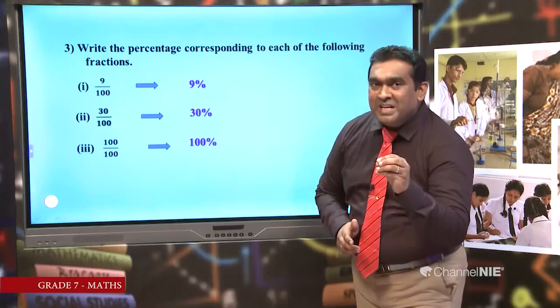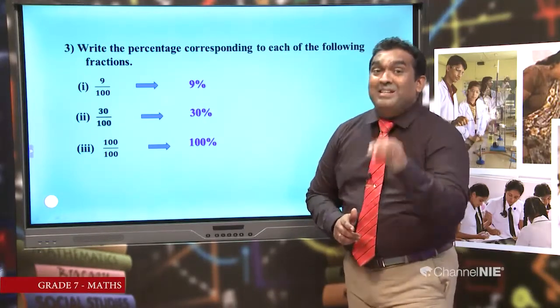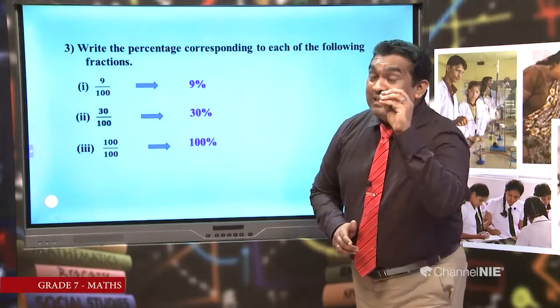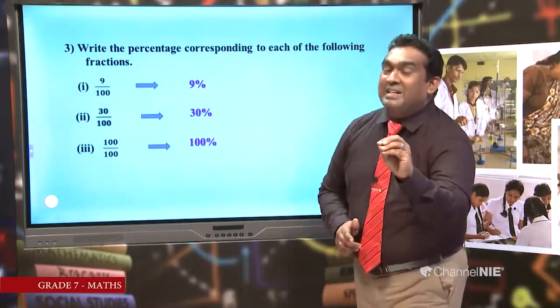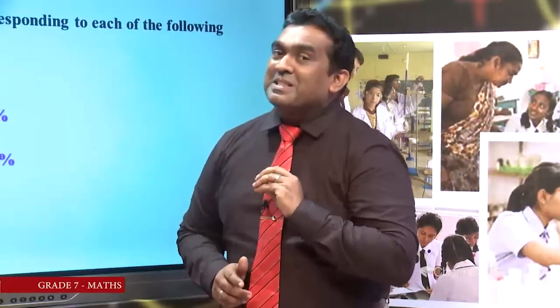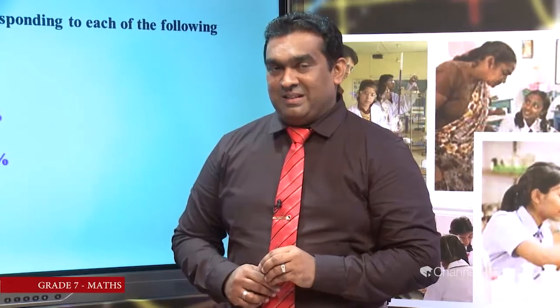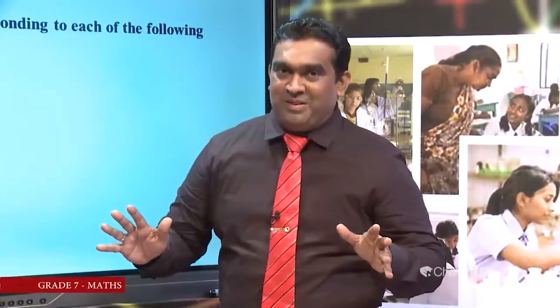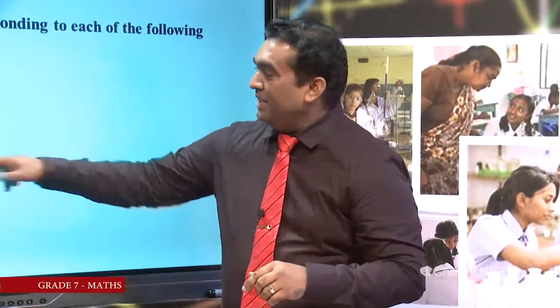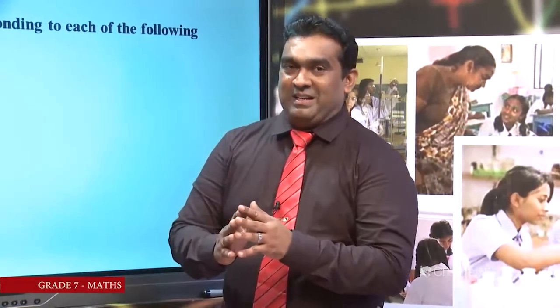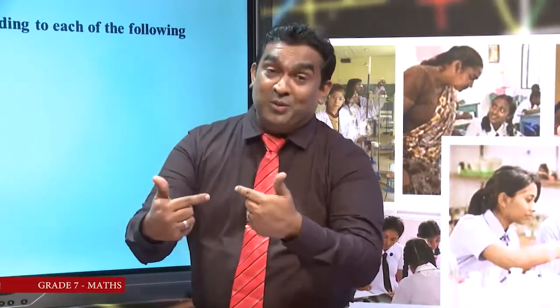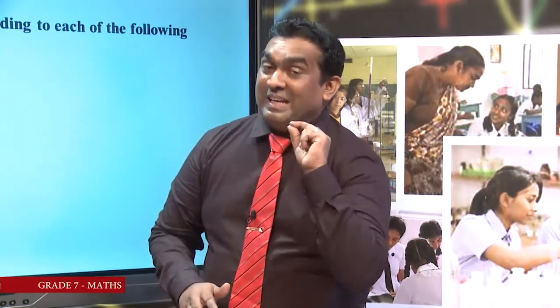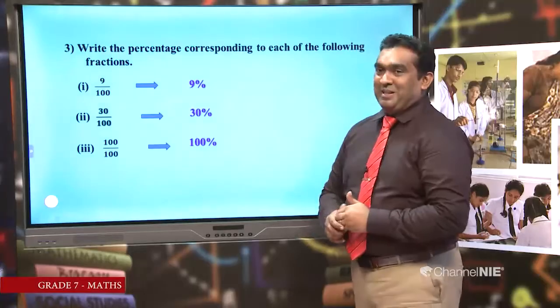How to start reading? First you have to read or write the number in the numerator. You write the number in the numerator, then you can use the percentage symbol. Very easy. Look at this one, 100 over 100. First you write the first number 100, second number also we know that 100. For the second number in the denominator, it is 100, no? Percentage symbol, 100%.